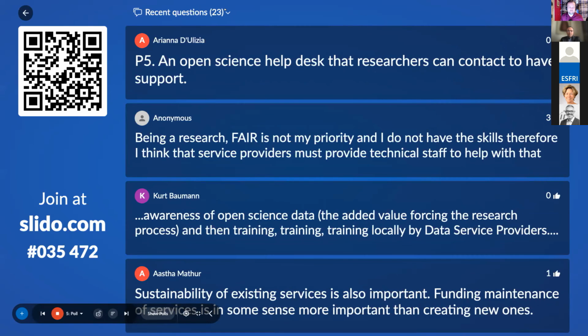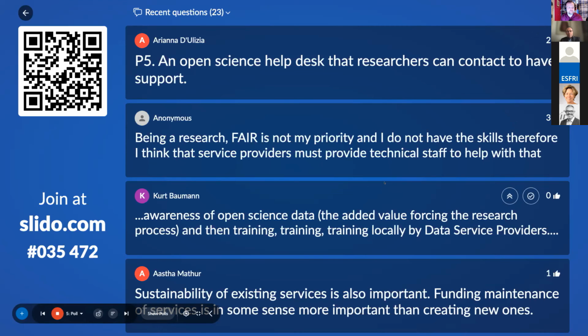Being a researcher, let's go to the top again. It just moved down one, Kostas, I think maybe with the voting, so it's second now. Being a researcher, FAIR is not my priority and I do not have the skills. Therefore, I think the service providers must provide technical staff to help with that.